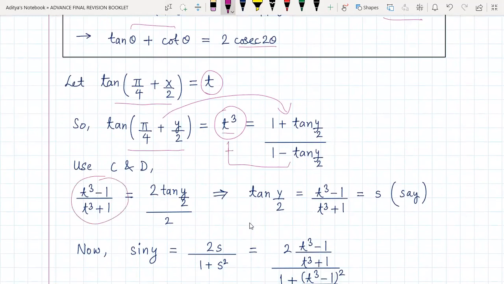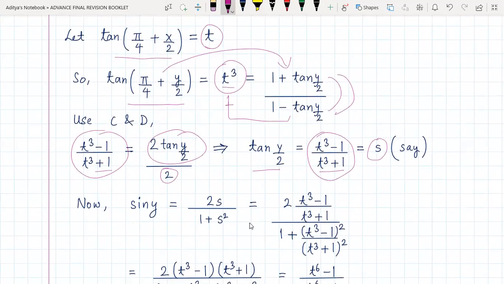So t cube upon 1, right? So this minus this upon this plus this is equal to this minus this upon this plus this. So obviously the difference is 2 tan y by 2, their sum is 2. So tan y by 2 we get as t cube minus 1 upon t cube plus 1, which for the time being we are calling as s.